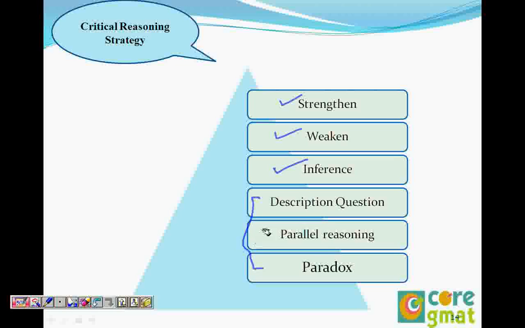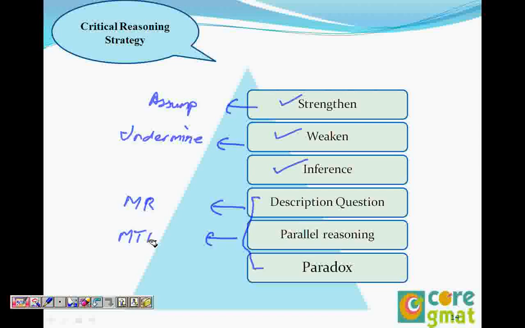Okay. So let's begin. Strengthening questions, weakening questions, and assumption questions, which you also see under the strengthening category. So the assumptions are a part of the strengthening questions. Then undermine is a part of weakening questions. Yes, you have to undermine the conclusion. And description questions are sometimes called method of reasoning questions. Parallel reasoning is also called mimic the reasoning or similar reasoning. And paradox questions are also called discrepancy questions. Okay, so let's move.